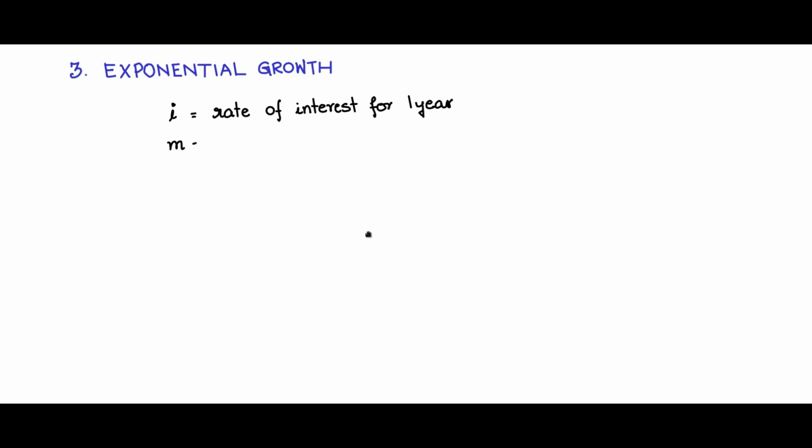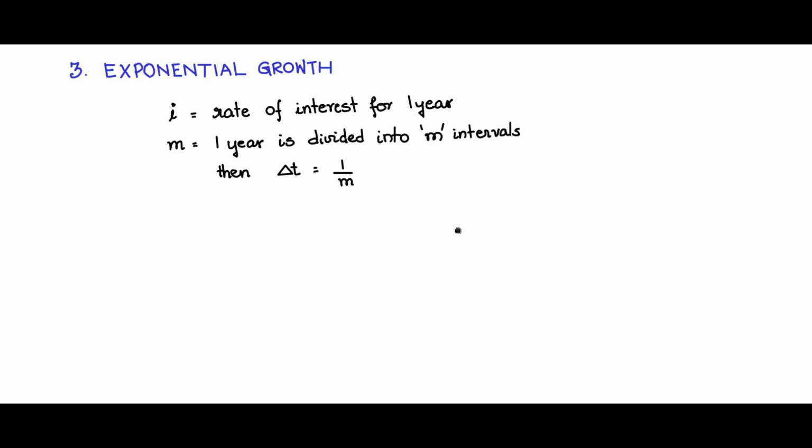Now let us consider the exponential growth model. In the exponential growth model, basically we would expand the compound interest model in this fashion. Here let I be the rate of interest for 1 year, and m be the number of intervals 1 year is divided into. So note the slight difference in definition. I is the rate of interest for the whole year, and m is the number of intervals that 1 year would be divided into. Then delta t is nothing but 1 year by m.